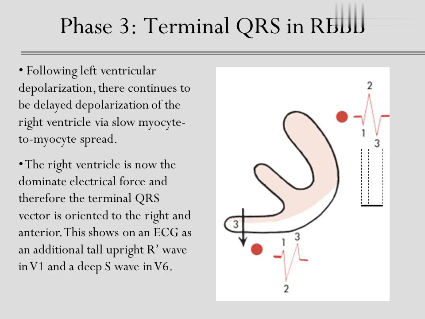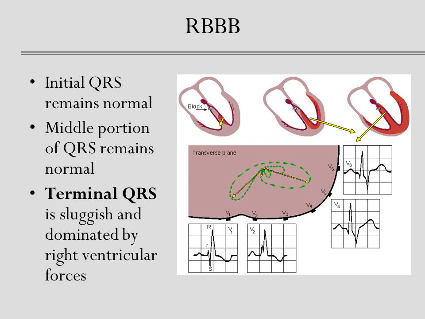Phase 3, terminal QRS in RBBB. Following left ventricular depolarization, there continues to be delayed depolarization of the right ventricle via slow myocyte-to-myocyte spread. The right ventricle is now the dominant electrical force and therefore the terminal QRS vector is oriented to the right and anterior. This shows on an ECG as an additional tall upright R wave in V1 and a deep S wave in V6. In RBBB the initial QRS remains normal, and the middle portion of the QRS remains normal.